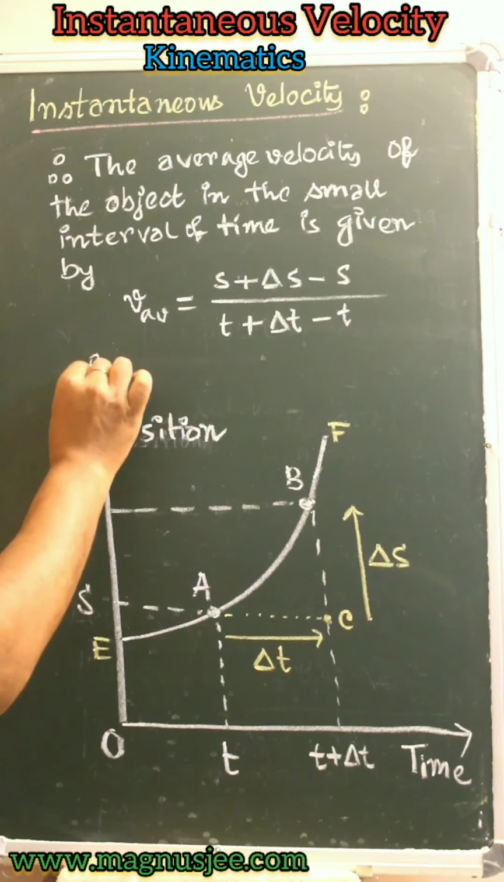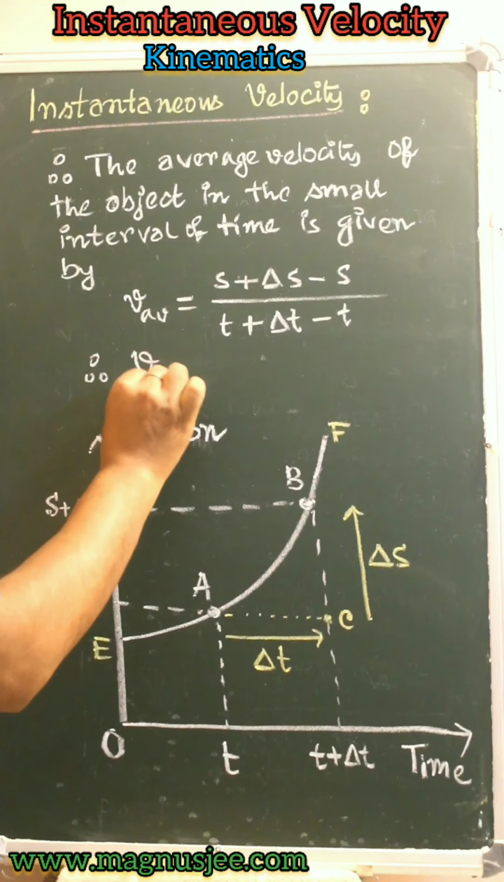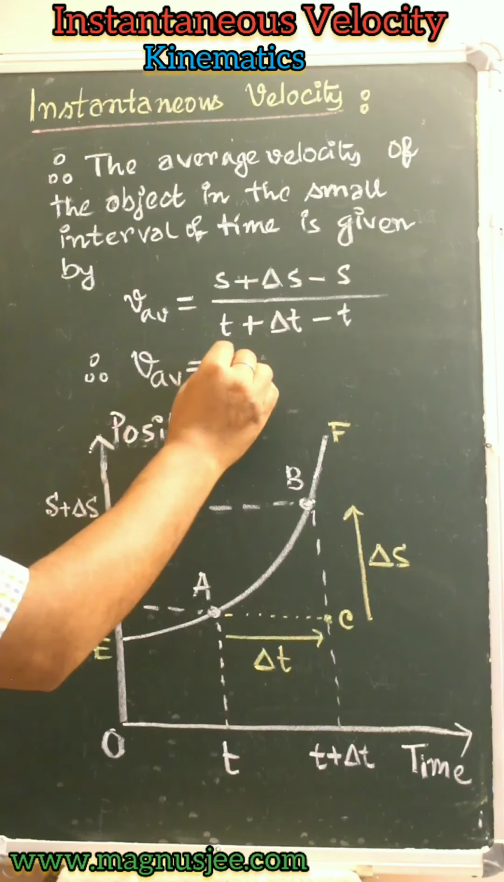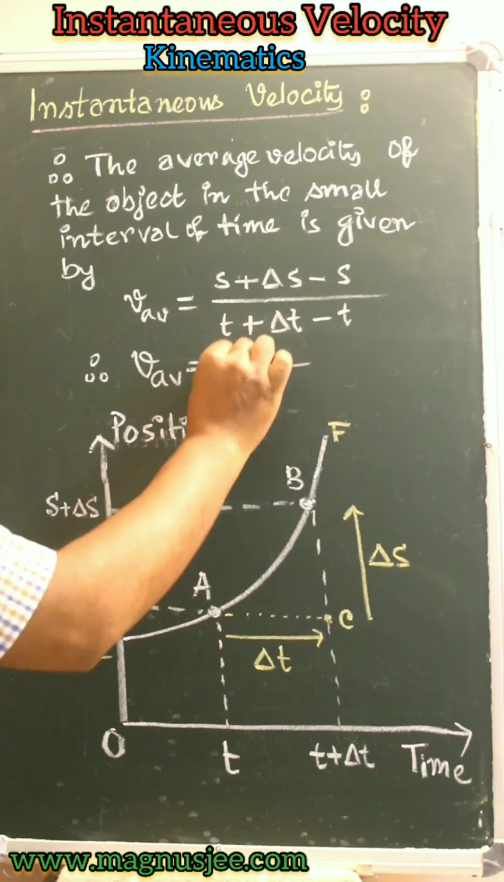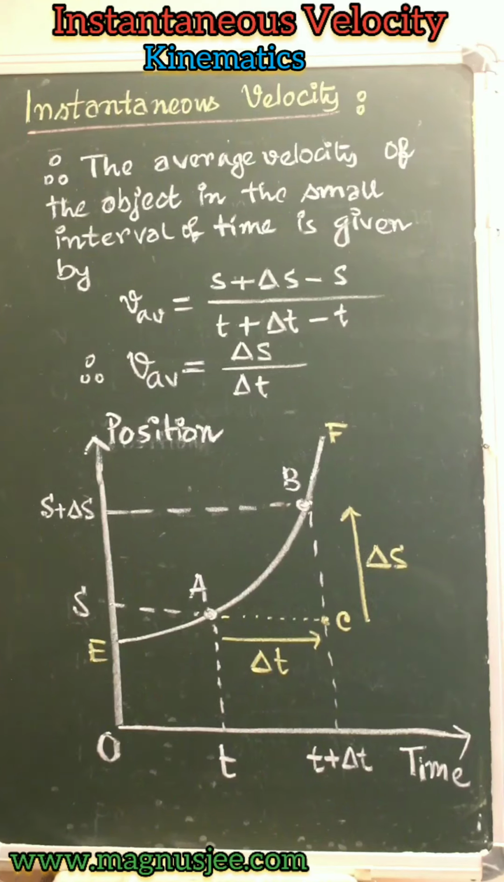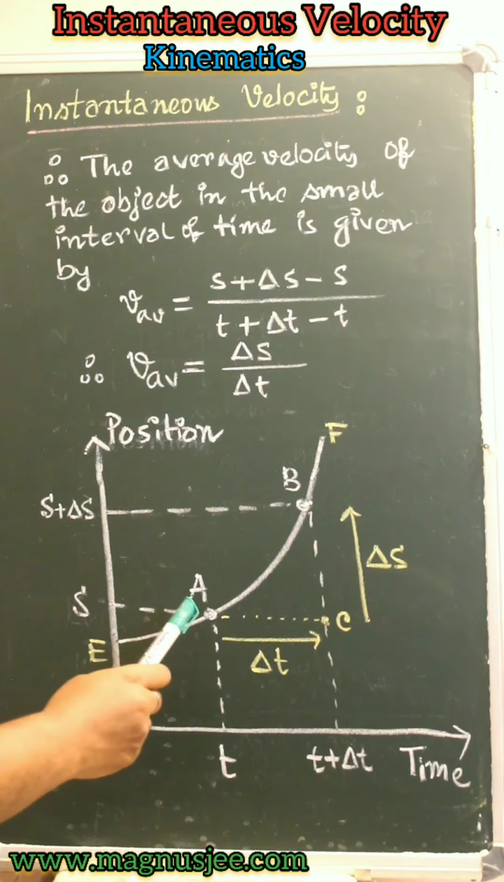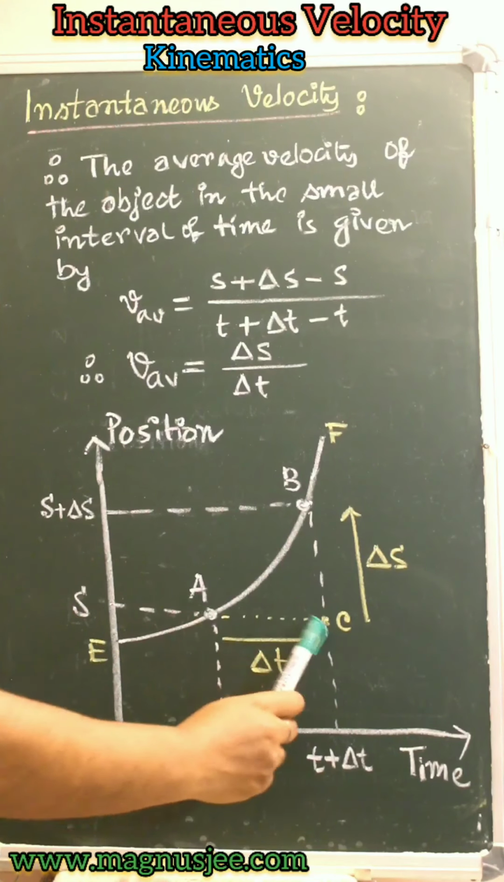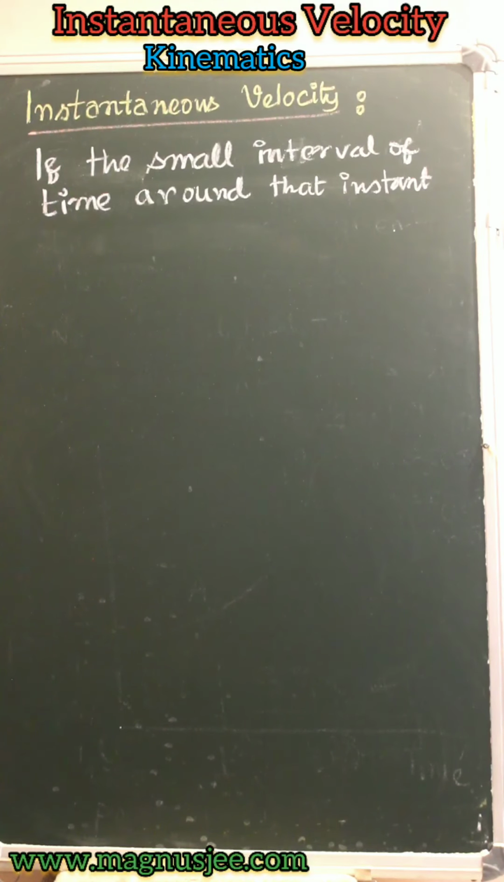VAV equals total displacement by total time. From A to B, the total displacement will be delta s, that is s plus delta s minus s. That is, delta s is the small displacement of the object from A to B, and from A to B, the interval of time is delta t.